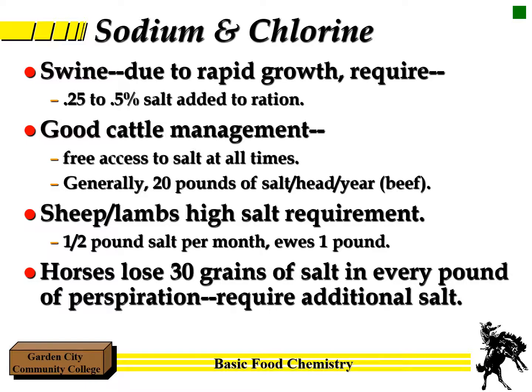Just to give an example, we talk about sweat. Horses can sweat, while some other species of livestock can't, or not to that extent, and horses can lose 30 grains of salt in every pound of perspiration. So depending on if they're a working animal, that can also influence how much salt they need. Think about electrolyte sports drinks. They have some sodium in them, and that's again to help with replacing those electrolytes that are removed during work.